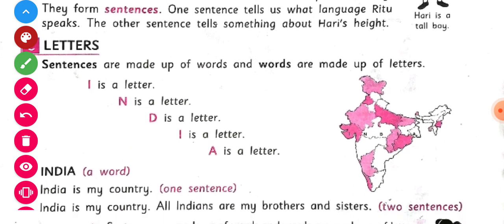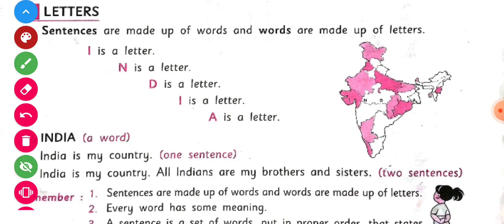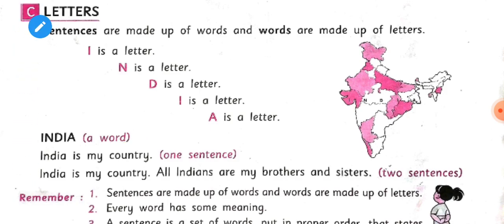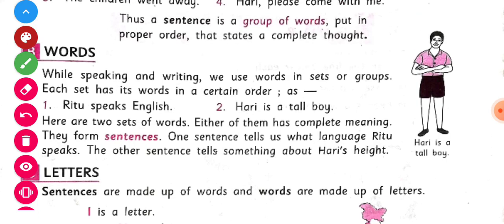Children, sentences are made up of words. I think you all know that sentences are made up of words, and words are made up of letters. Here we read a sentence: Ritu speaks English. And this sentence is made up of words.